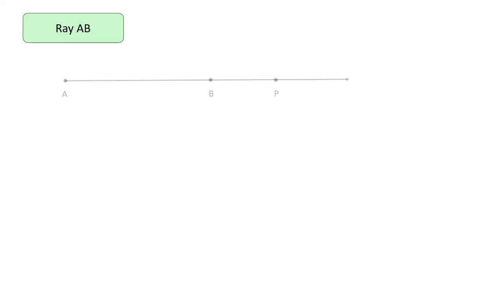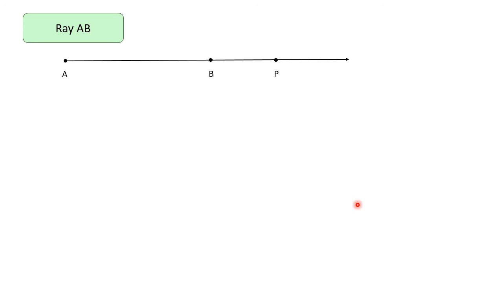Next is ray AB. So what is ray AB? If I tell you all to define, a ray always has one end point, and on other side it will have an arrow which will go on towards infinity. That is nothing but a ray. That is a simple definition. Let us see one more definition.